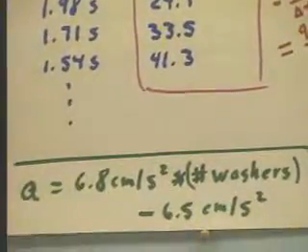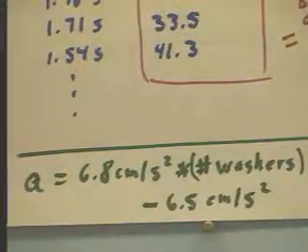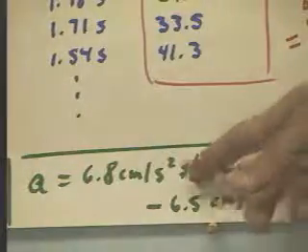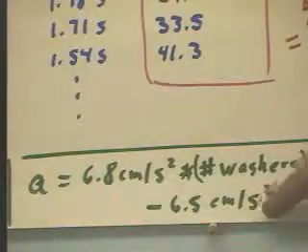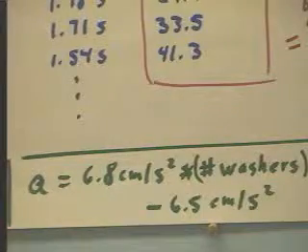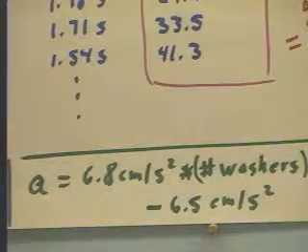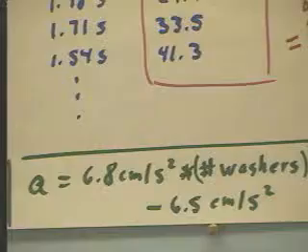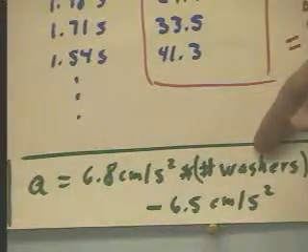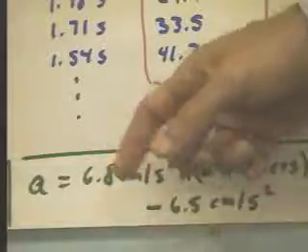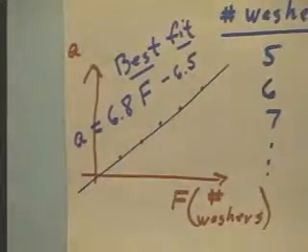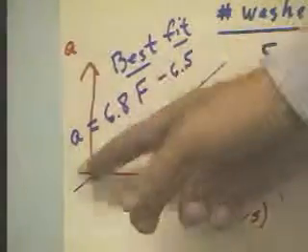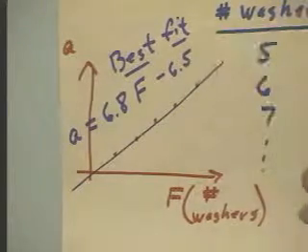So the conclusion we draw here is that for the system that we observed, the acceleration is 6.8 centimeters per second squared times the number of washers minus 6.5 centimeters per second squared. This says for every additional washer we're going to have an additional 6.8 centimeters per second squared of acceleration, because every time we increase this number by 1, the acceleration is going to increase by 6.8. And that 6.8 is, of course, the slope of this graph. It's 6.8 centimeters per second squared per washer.